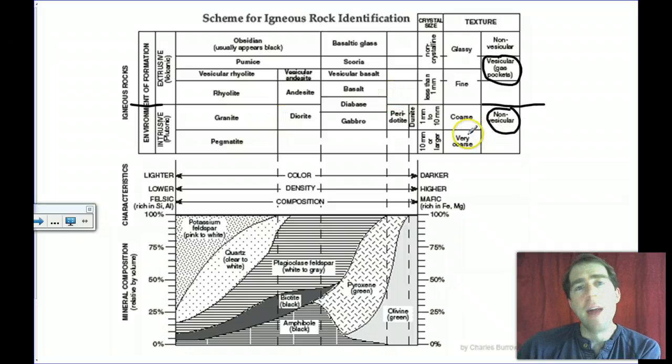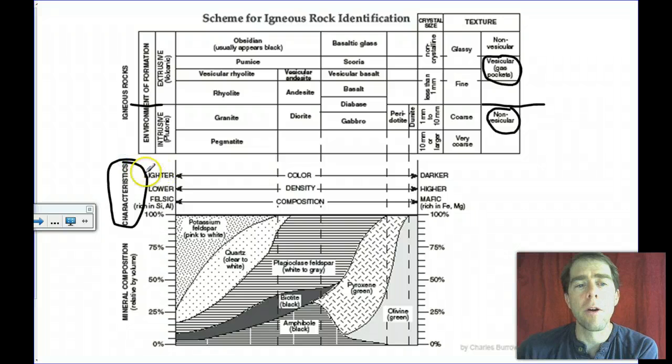The next thing that I'm going to talk about on here is the characteristics down here. So when we look at these characteristics, whether they're light in color or dark in color, whether they're low in terms of density or high in density, or its composition, whether it's felsic or mafic, those characteristics help us to determine what column the rock would be in.